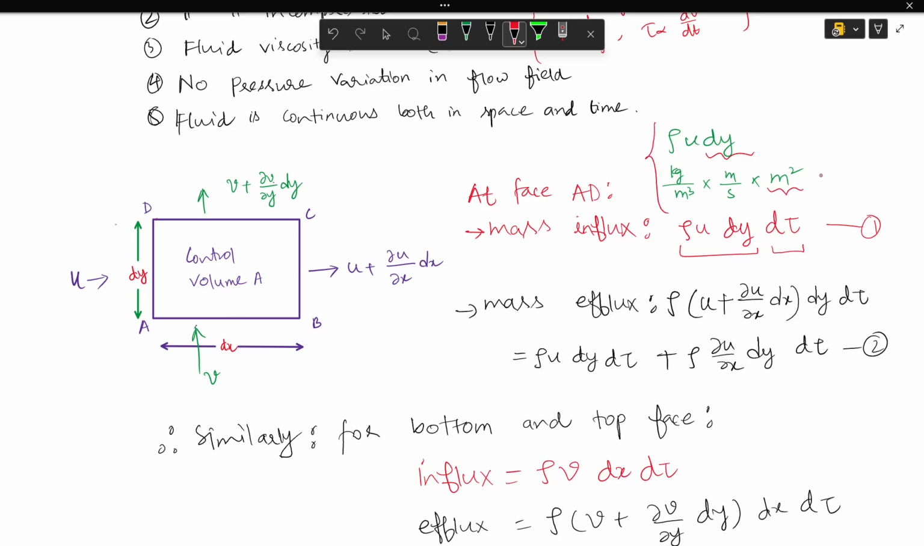So from here now I can say, see, meter and meter square and meter cube are gone. We are just left with kg per second. This is actually the mass flow rate.